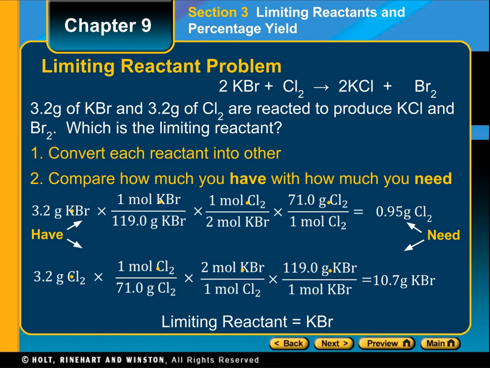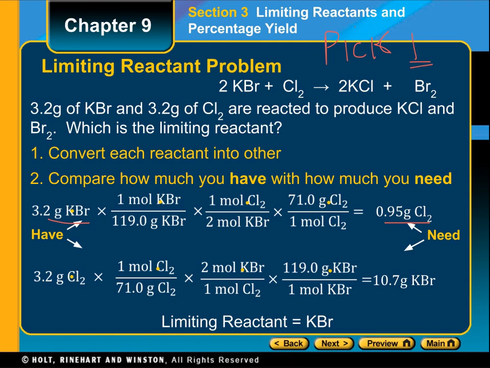All right, so here all the work is shown to you. When you're doing these problems, you only have to do one. You pick one of these and change it from the unit that you start with into the unit of the other one. In the case of the KBr, we would change from grams of KBr into grams of Cl2, and if you do the conversion, look at the molar masses and do the stoichiometry like we've been doing all along, this says that you need 0.95 grams of Cl2. If you do the other problem, it tells you that you need 10.7 grams of KBr.